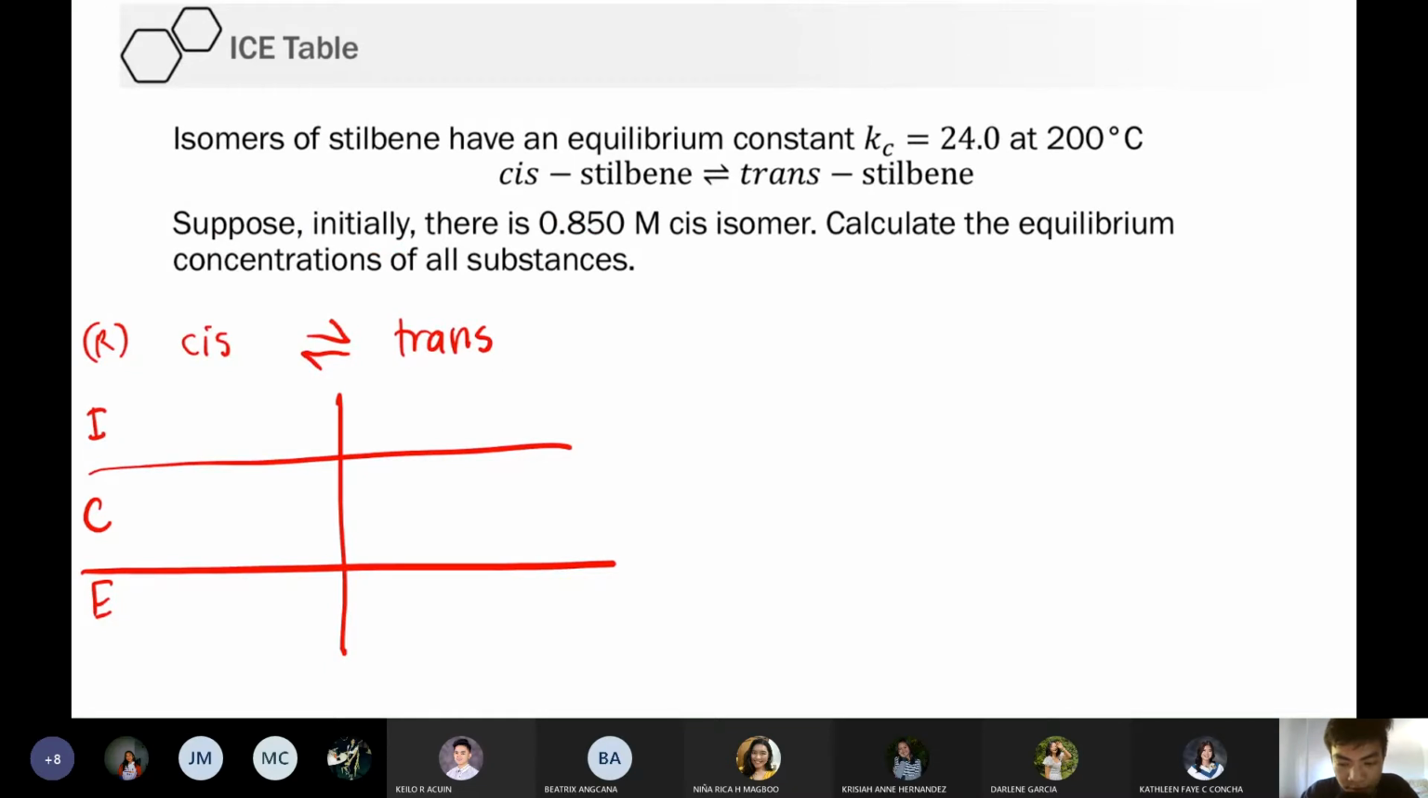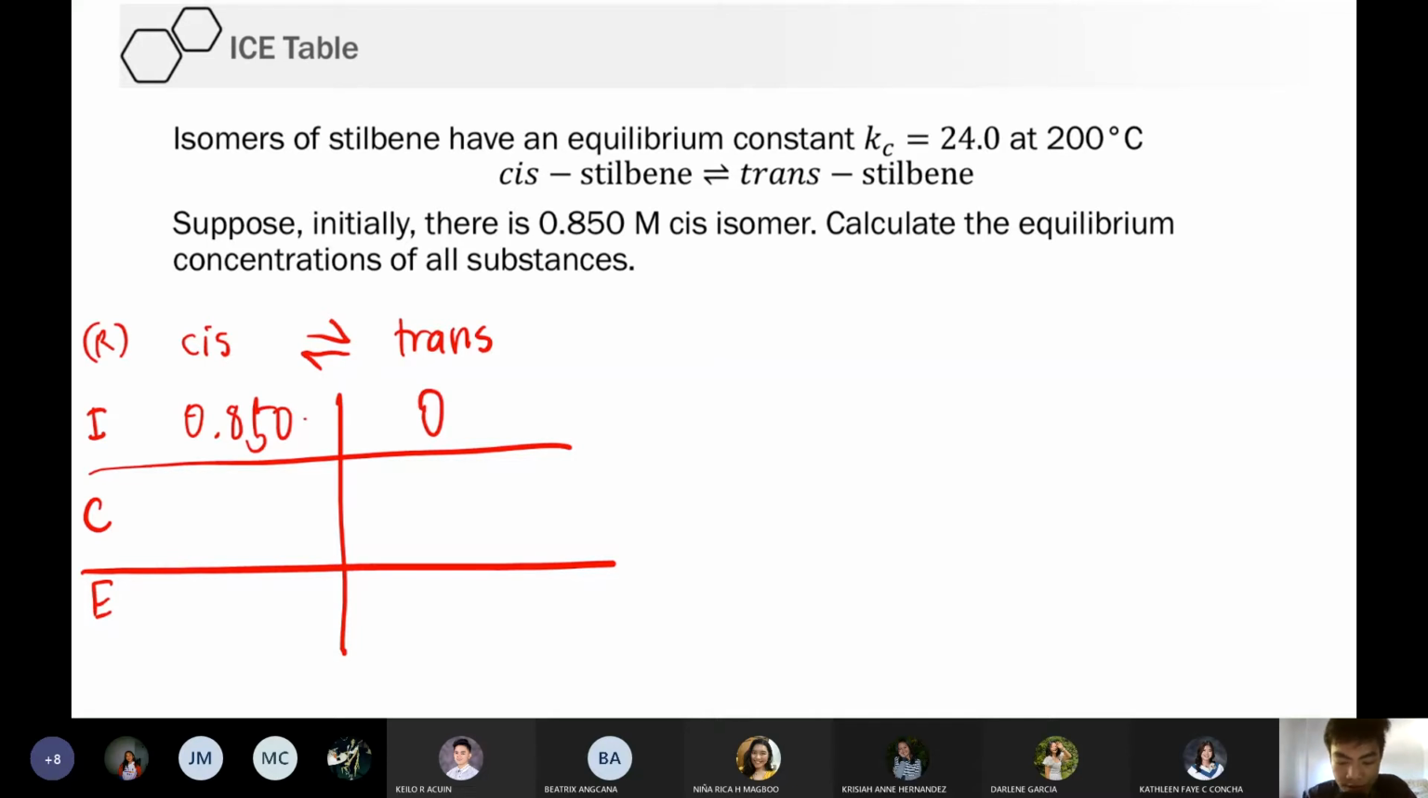Okay, so our question states that there is 0.850 molar cis isomer, and then we're going to solve for the equilibrium concentration. Nothing else was given, just the initial amount of the cis isomer. So that means initially we have 0.85 molar cis isomer, and how much trans isomer? Because the question didn't even mention the trans isomer, that means we do not have any trans isomer.